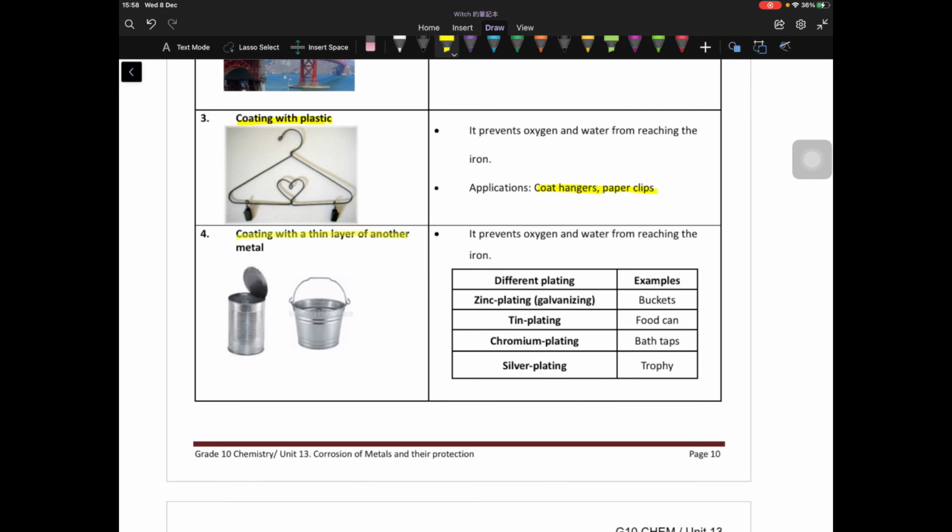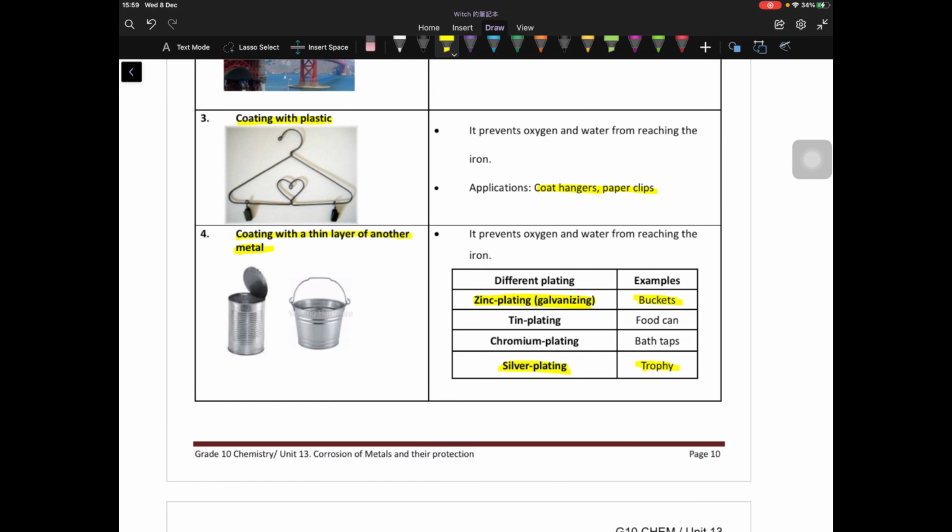Finally, coat with a layer of another metal. It depends on the object you're going to use. For example, if you want to protect a trophy, silver or gold plating is wonderful. But if you want to protect a bucket, then zinc plating is a good choice because zinc is more reactive than iron. So zinc plating has a bonus function: even if the layer is broken, the iron object is still under protection. In the industrial world, zinc plating is called galvanizing, which is used for heavy-duty iron objects.